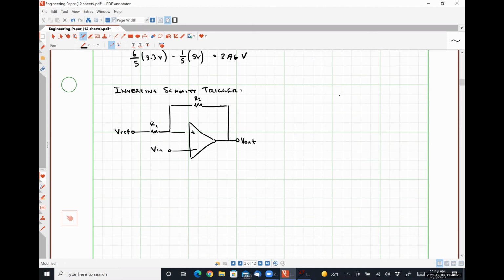And our relationship now is Vn is equal to R2 over R1 plus R2 times Vref plus R1 divided by R1 plus R2 times Vout.